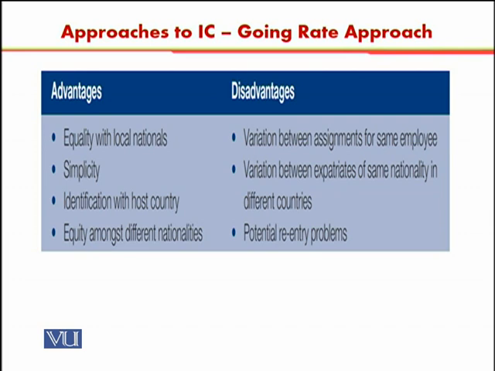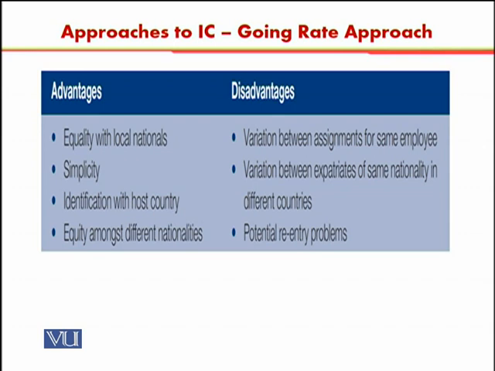So agar aap going rate approach jo hai wo istemal kar rahe hain aur mukhtalif jagahon se log aapke paas aake kaam kar rahe hain, which is more prevalent in the developed countries, to wahan pe ye ki going rate approach jo hai wo zyada implement ki jati hai, kyunki agar wahan se Japan se bhi log aake kaam kar rahe hain aur Pakistan se bhi ja rahe hain, America se bhi ja rahe hain, UK se bhi ja rahe hain, for example agar Australia ki koi firm hai to wo ye nahi kar sakte ki wo har ek ko uski mulk ke mutabik salary dein, wo going rate approach ko hi implement karenge aur usse equity jo hai wo different nationalities ke between create hoti hai.